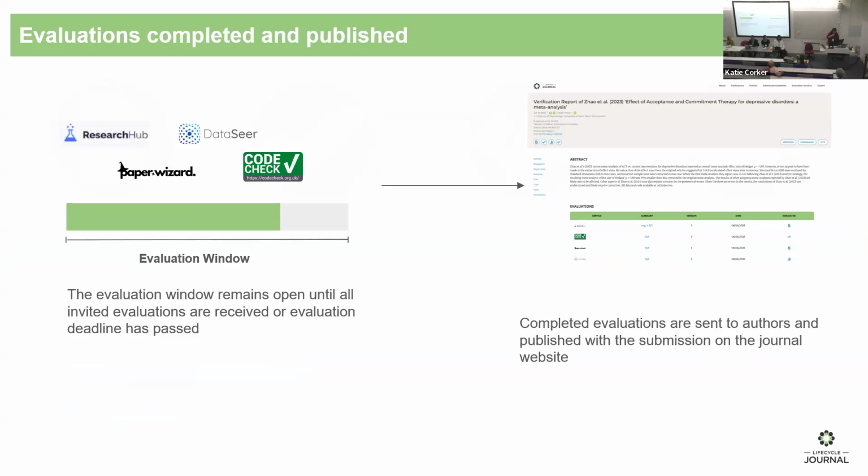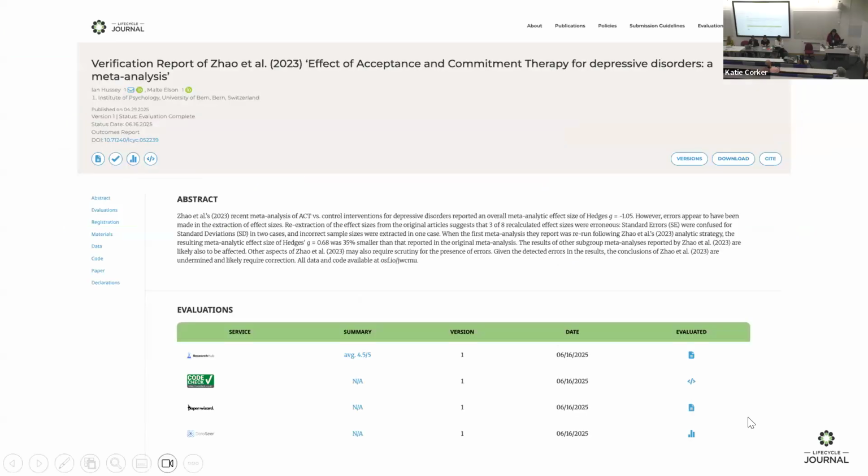Eligibility for assessment is determined by journal staff, and evaluation takes place during a defined window period. Basically, the window closes either when all of the evaluations are received or when the deadline has passed, whichever comes first. Completed evaluations are then published alongside the submitted work and sent to the authors at the same time, so we're trying to keep it as live, as real time as possible.